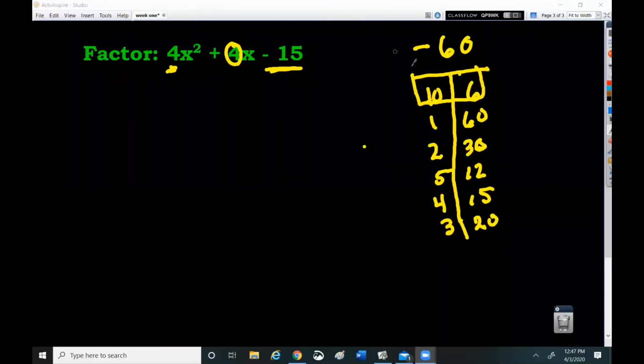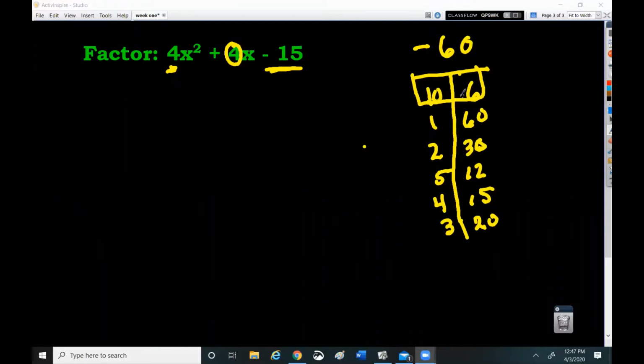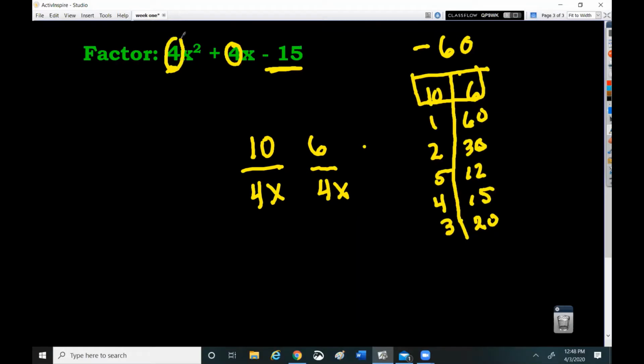So, yeah, these are 4 apart. The thing is, this is a positive 4. So which one of these is going to be positive, the 10 or the 6? The 10 will be positive. Okay, so we're going to write 10 and 6, and put each over 4x. For those of y'all wondering why, it's because the leading coefficient is a 4.